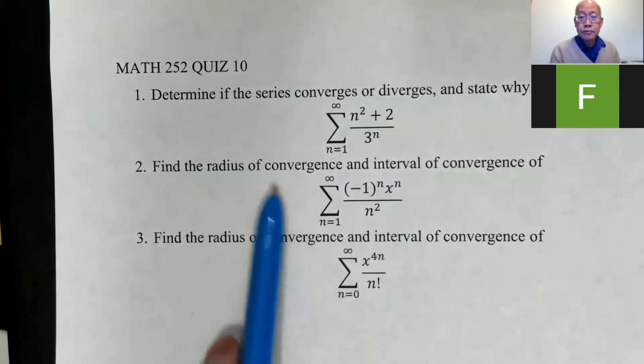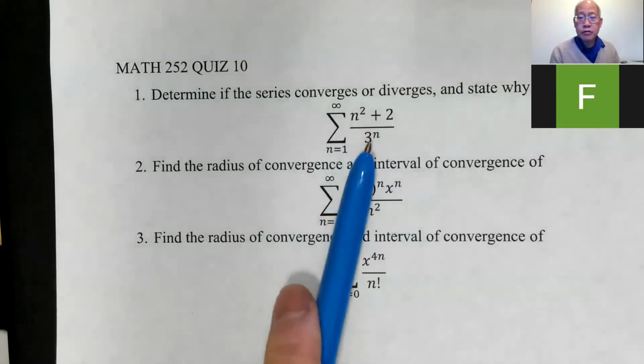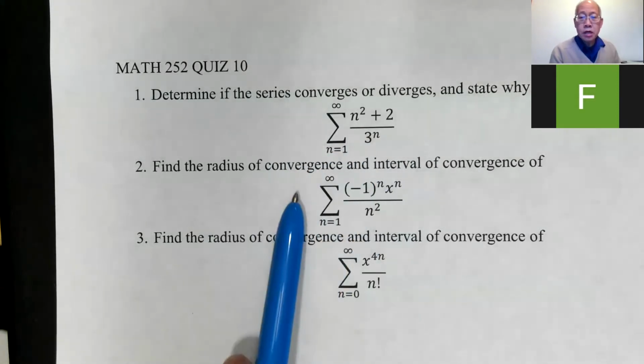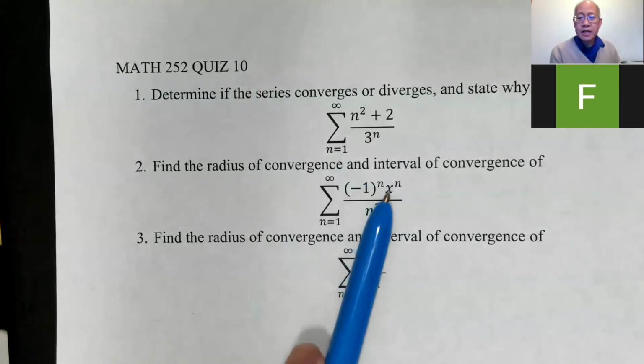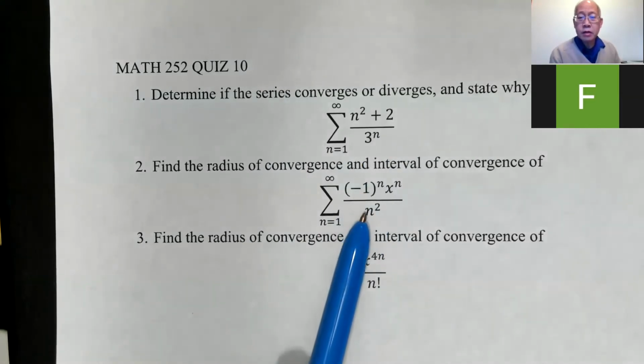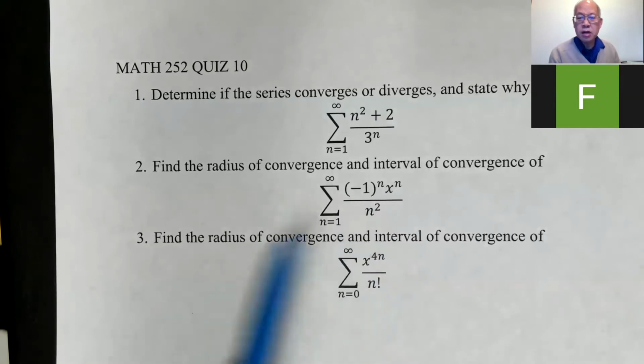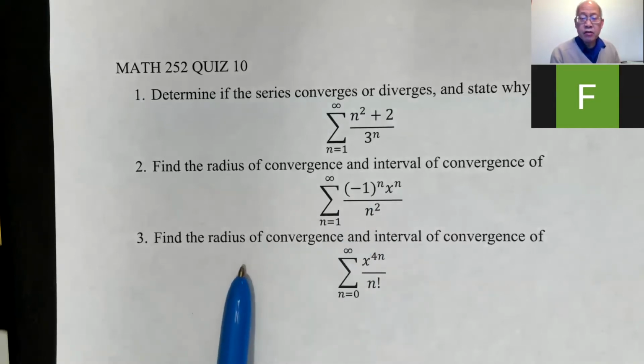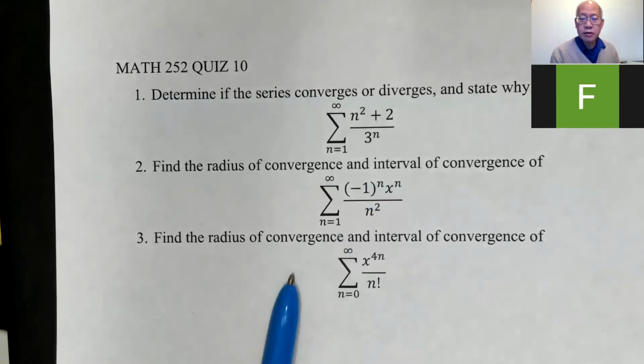Number 1 was summation of n squared plus 2 over 3 to the n. Number 2, negative 1 to the n, x to the n over n squared. Determine the radius of convergence and interval of convergence. And likewise 3, find the radius of convergence and interval of convergence. Summation x to the 4n over n factorial. All of them are to be done by the ratio test.